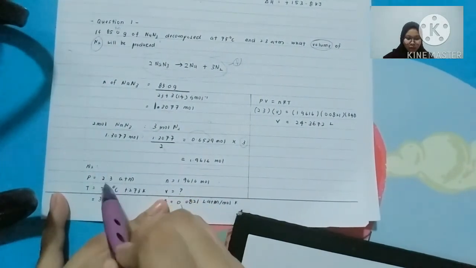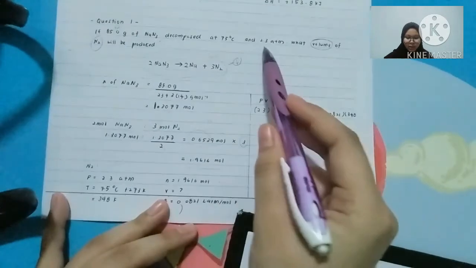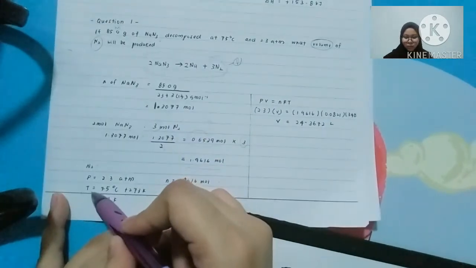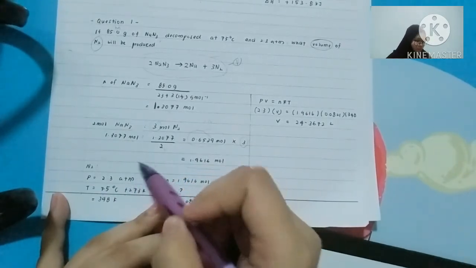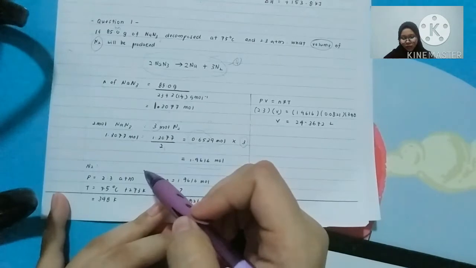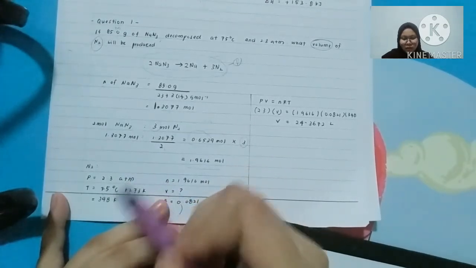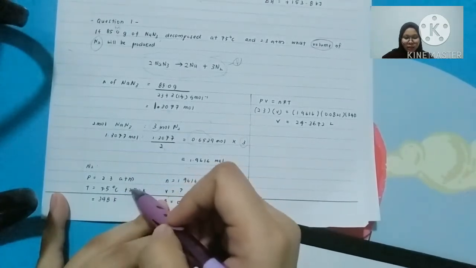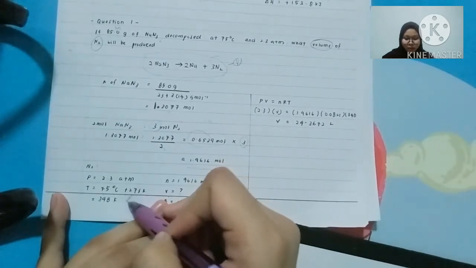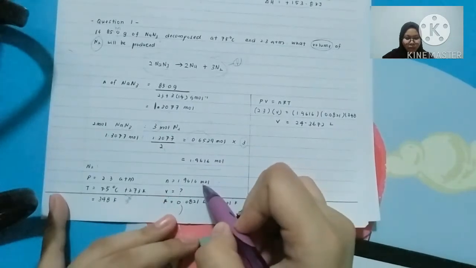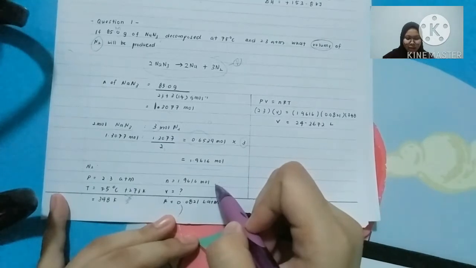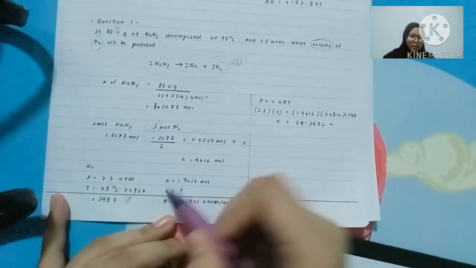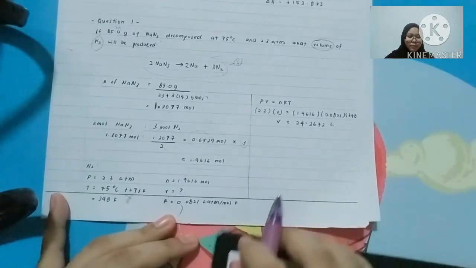So N2 ni dia bagi P dia 2.3 atm macam dekat soalan. Lepas tu dia bagi T 75 degree Celsius. Kenapa kena tambahkan 273? Sebab unit SI bagi temperature is Kelvin. So kita akan tambahkan dia untuk tukar unit. So kita akan dapat 348 Kelvin. And then ni adalah mol yang kita dah cari, 1.9616 mol. So kita nak cari volume dan R adalah constant.